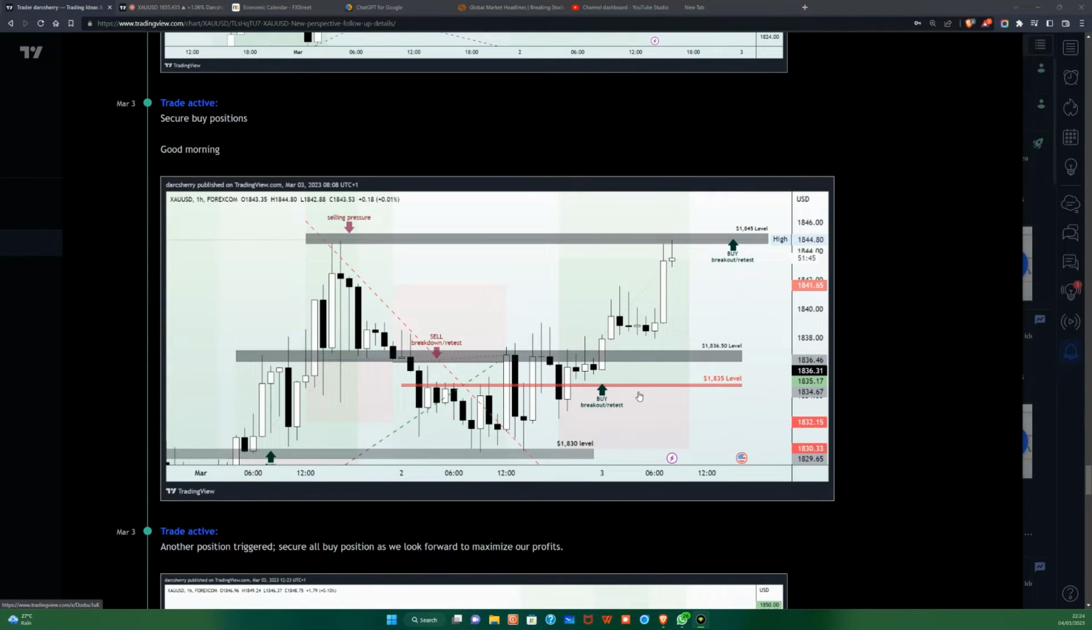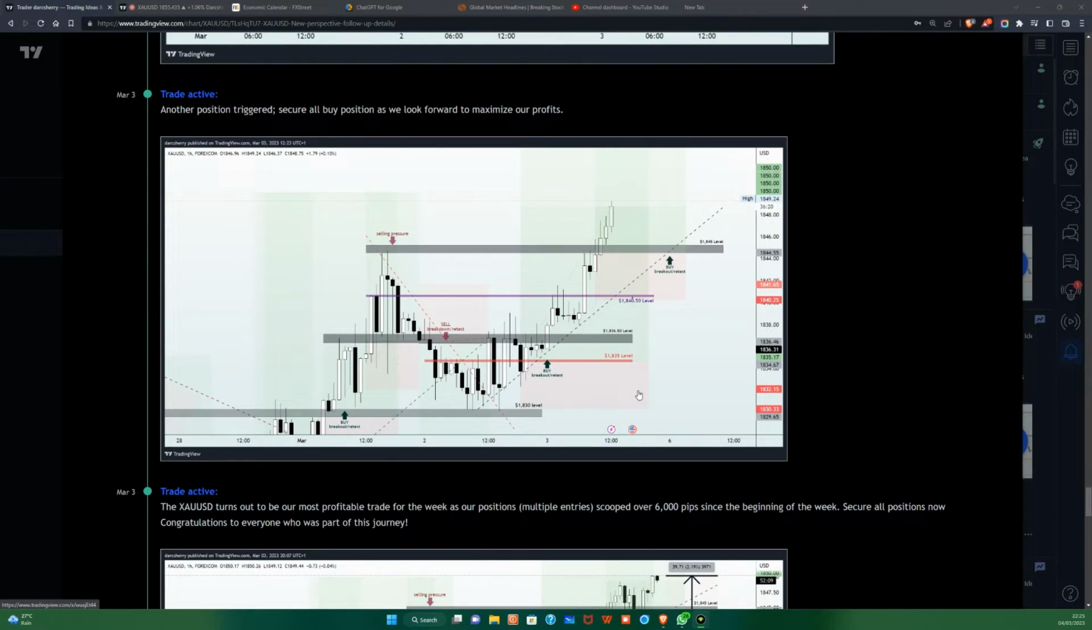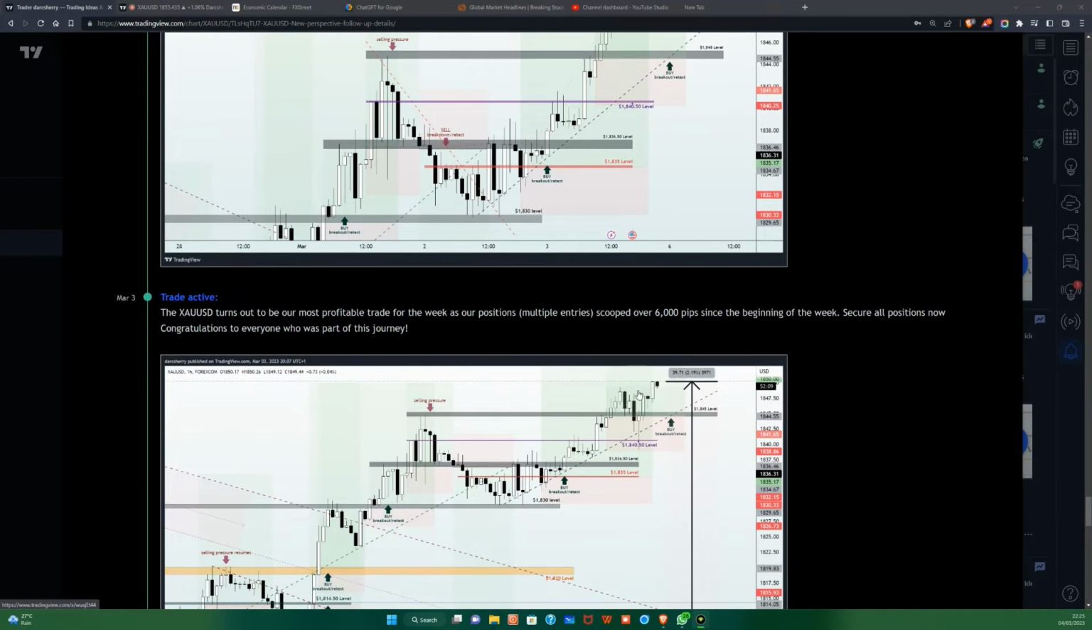We saw the breakout of the 1,835 trigger our position, and at this point, the second phase of that bullish momentum happened. So we rode the move all the way up to our profit target at the 1,855.